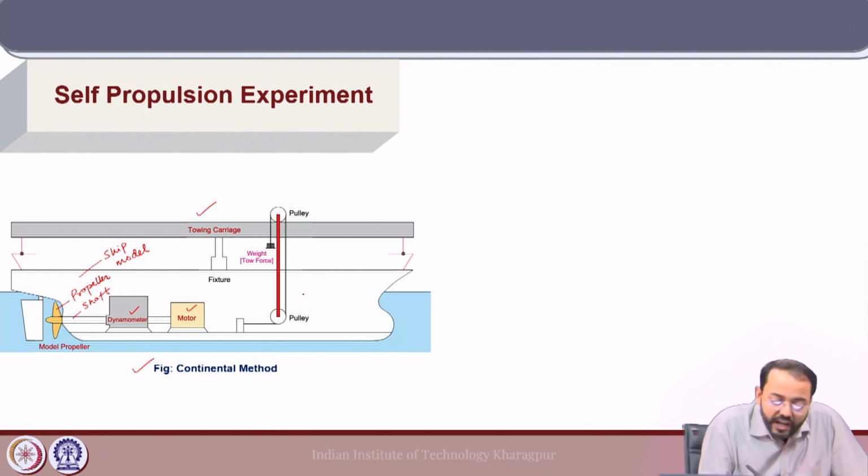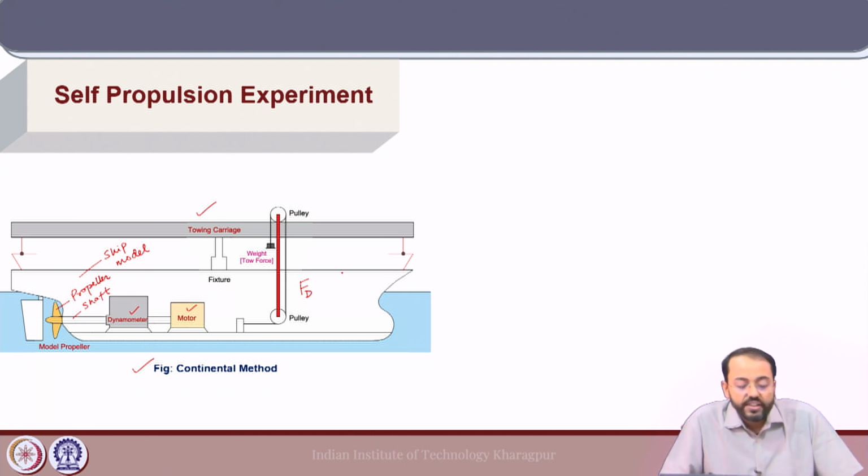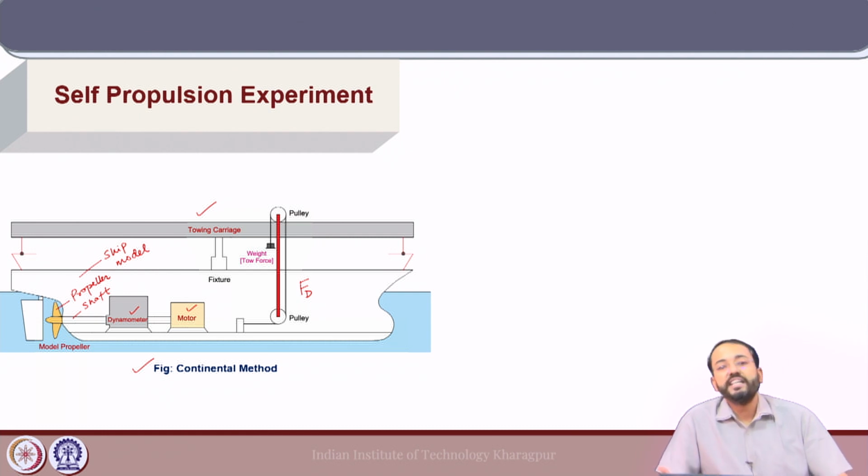And the model is connected to the towing carriage here, and the carriage is towing the model along the towing tank. Now, the friction correction force FD is exerted with the help of a weight and a pulley system on the model. So, in this particular method, the exact self propulsion point is considered by applying the value of the calculated skin friction correction force as the tow force on the model using the pulley, and the propeller is running at the specific RPM which propels the ship forward at that specific speed, which is the model speed, the Froude scaled version of the full scale ship speed.